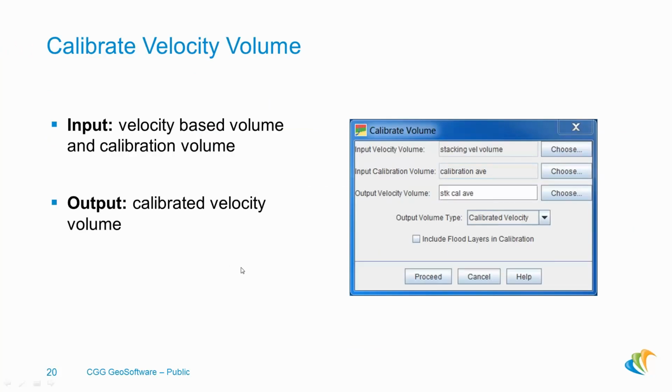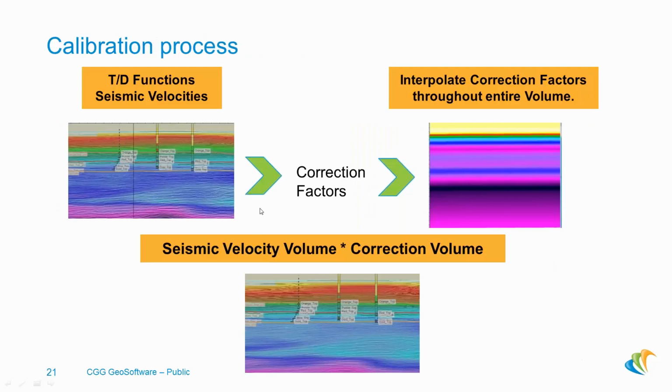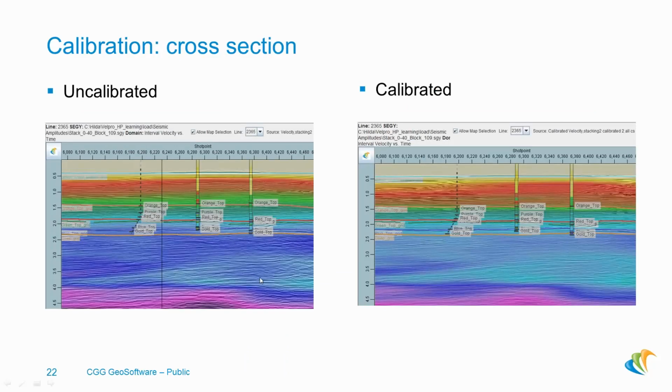Once we have the calibration volume, we can proceed and select our initial velocity volume, apply this calibration volume, and get calibrated velocities. What we are doing in the calibration process is just reading the check shot and reading the velocities. The software runs the algorithm, applies the correction factors, and creates the velocity correction volume for those calibration functions. Then we apply it, and you can see here the difference between the initial model and the calibrated model. This is a better view, and you can see some trends changing from left to right.